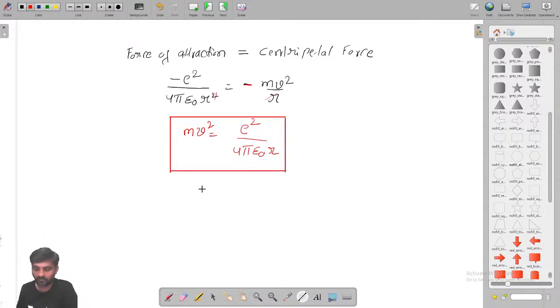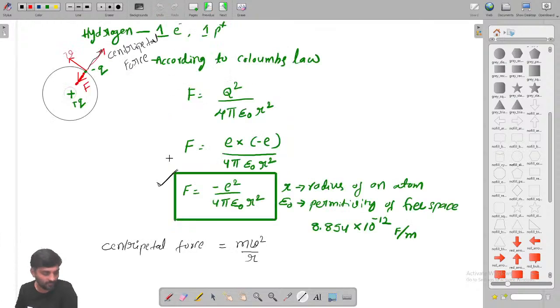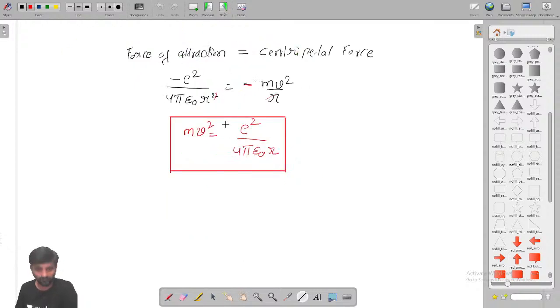Right? So in the previous slide, this was the force of attraction, and this is the centripetal force. F is equal to minus e square by 4 pi epsilon naught r square, and this is going to be the centripetal force, mv square by r, and this mv square is equal to e square by 4 pi epsilon naught into r. Right? Now the energy of the electron is a summation of potential energy and kinetic energy.